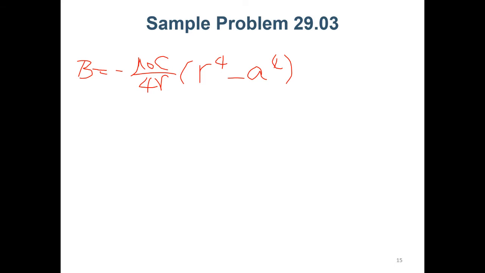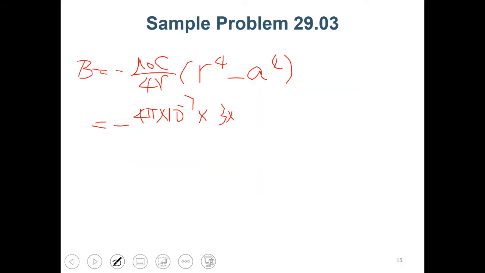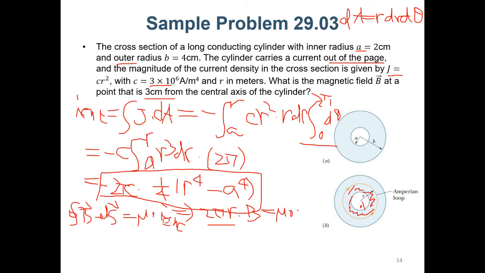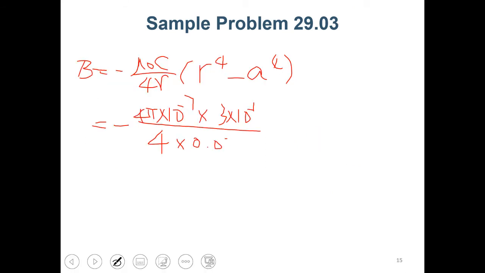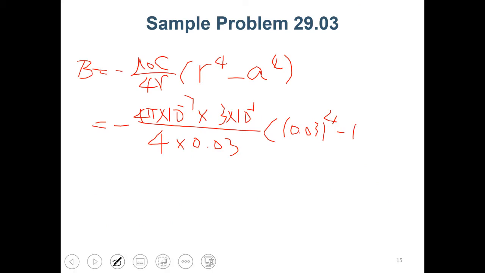Under mu zero C times this stuff, and then we can substitute the numbers: 4 pi times 10 to the minus 7, times C, which is 3 times 10 to the 6, over 4, r is 3 centimeter, 0.03, and then 0.03 to the 4th power minus a, which is 2 centimeter, 0.02 to the 4th power. So finally, the B should be minus 20 mu tesla.